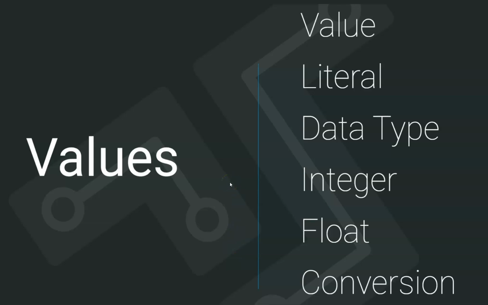Hello, in this video we're going to go over the different types of values that you can find and use in Python. Some of the terms we're going to go over are value, literal, data type, integer, float, and conversion. Now, understanding values may be the most important thing that you learn as an early Python programmer, because you can't do any programming unless you use the right values, and very, very often you have to convert or change a value from one type to another.